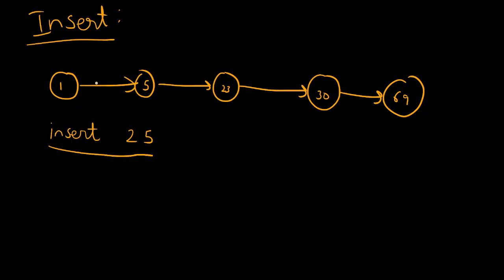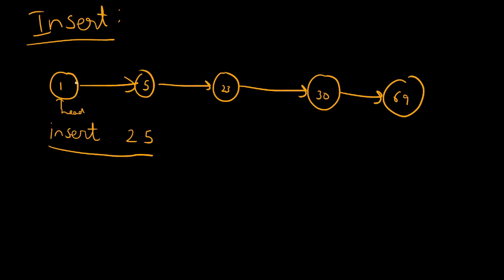So how do we do that? We are going to traverse until we find something which is greater than 25, and we have to insert before that. Let us traverse the list until we find the first number which is just greater than 25. So I start, the head is here.